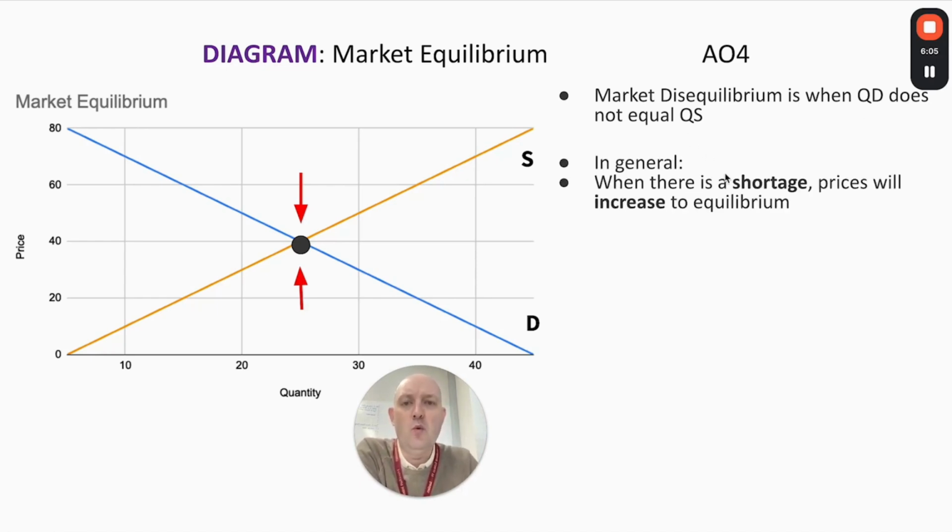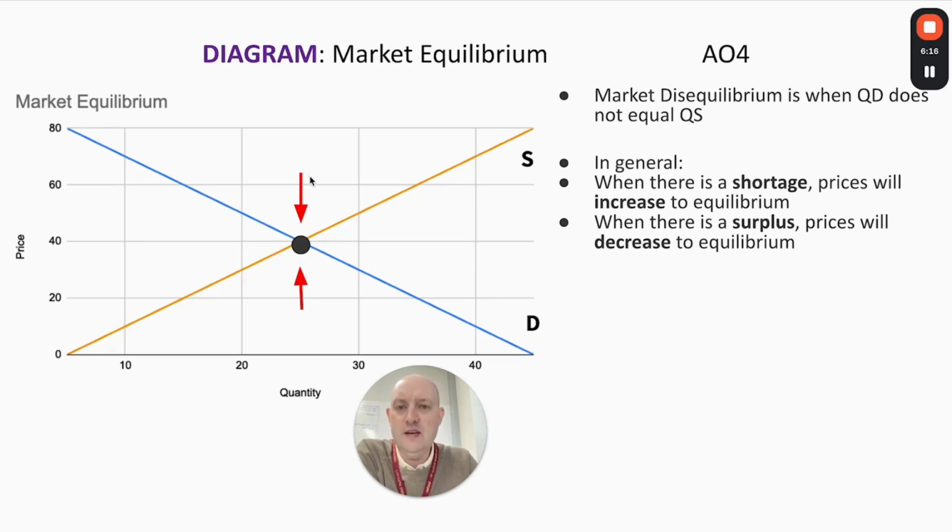So in general, when there's a shortage, the price is below equilibrium down here. The price is going to rise until we get to equilibrium. And when there's a surplus, prices will decrease until we get back to equilibrium. In the last slide in the video, we're going to go through that in a bit more detail. And in general, markets will move towards equilibrium.